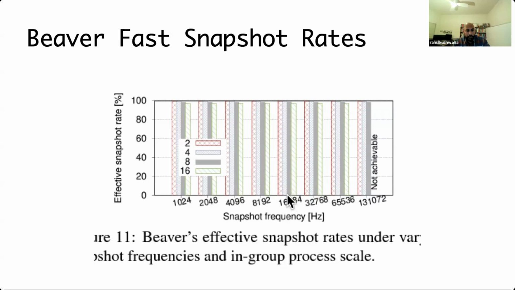Essentially, we are trying to say that these small blocks you see, 2, 4, 8, 16, are the number of gateways and frequency, and the snapshot effective rate shows how many of them are correct. So this graph was kind of all of them reaching 90 plus, right? Even for 1024 frequency, 2048 frequency, and 131072 frequency, Beaver is able to take a very large number of snapshots really fast.